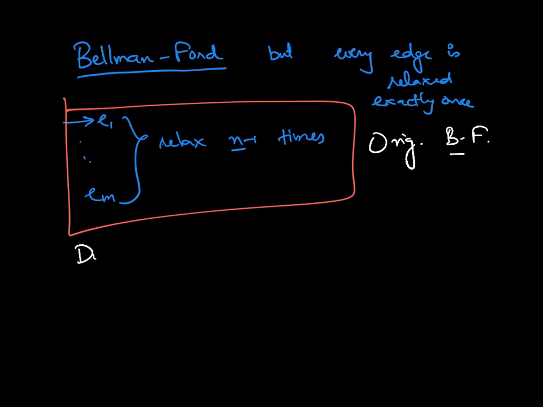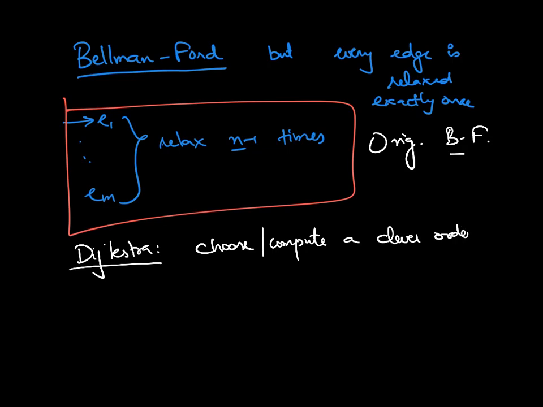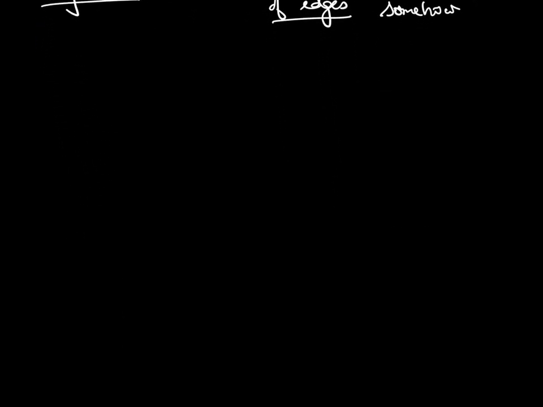In Dijkstra, I'm going to choose or compute a clever ordering of edges somehow, and just relax edges according to that order. If I do so, I just need to do one relaxation for every edge, and that's it. All right. Now, how do we do this? So here is the idea.